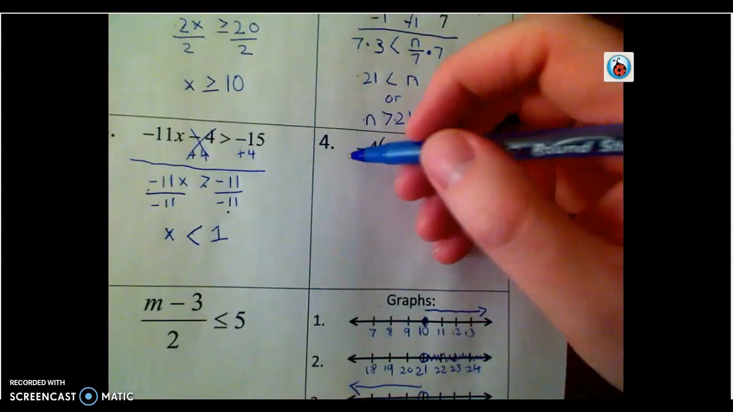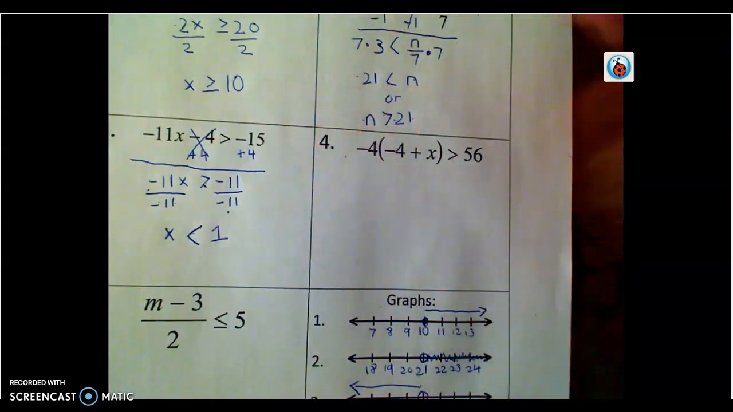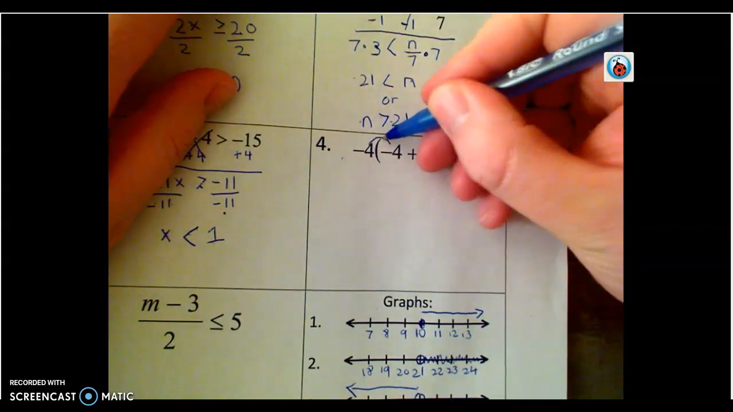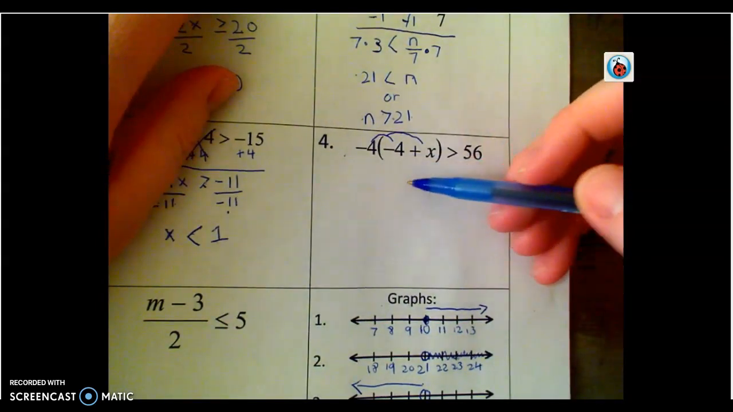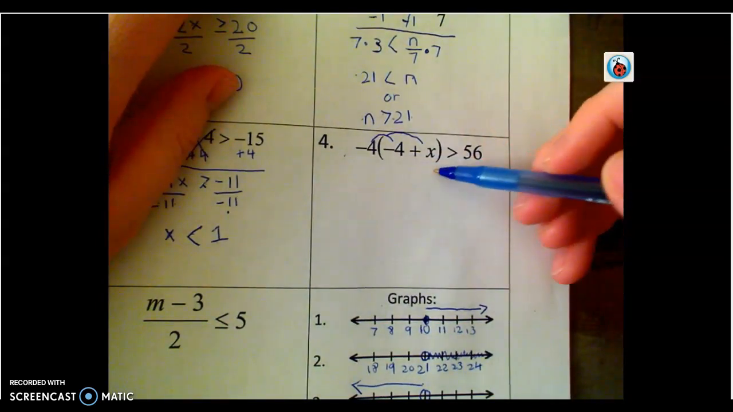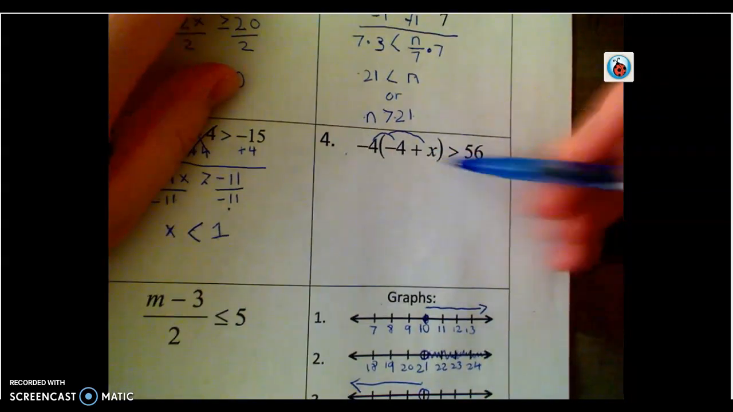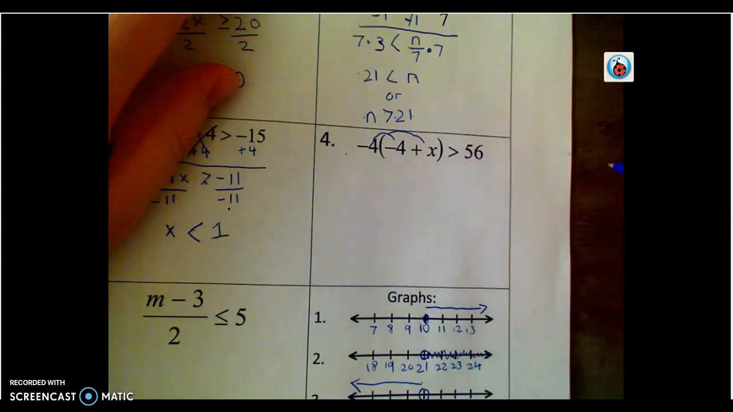Alright. Number 4, you actually have 2 options to go about solving number 4. One option is that you could do the distributive property, if you would like. You would get 16 plus negative 4x is greater than 56. Absolutely, that method would work. You will get the same answer. So if you did that method, fantastic.